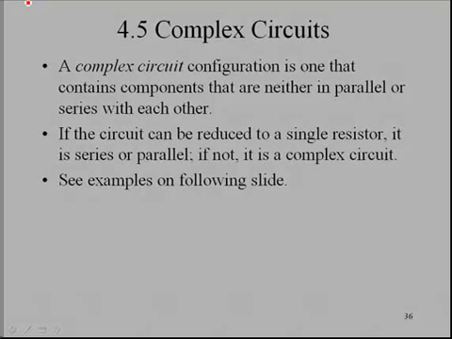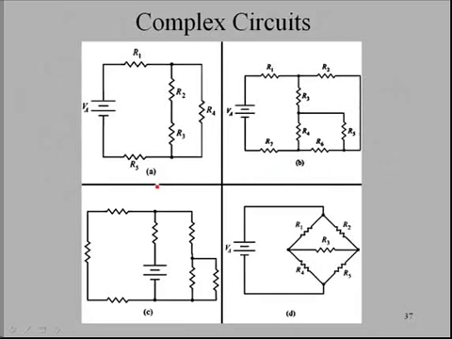A complex circuit configuration is one that contains components that are neither in parallel nor series with each other. If the circuit can be reduced to a single resistor, it is a series or parallel. If not, it is a complex circuit. And so let's look at some examples on the following slide.